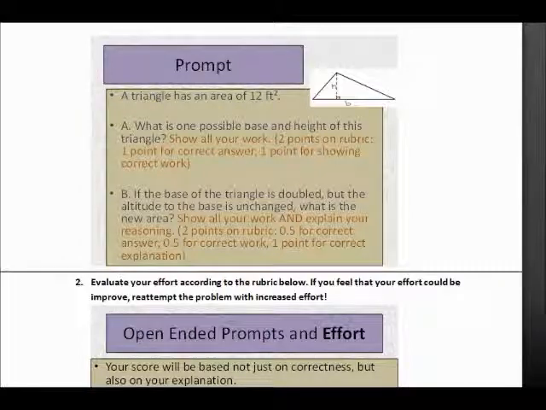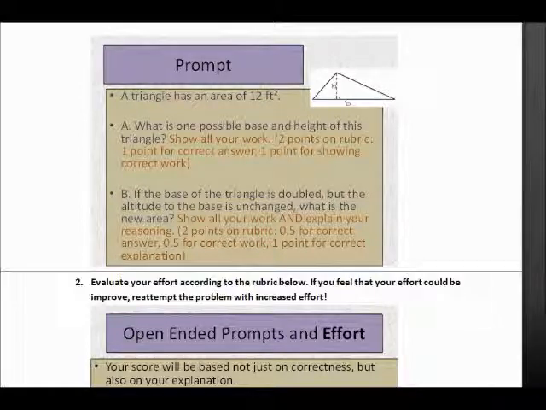Remember, the idea here is the area. The triangle has the area overall of 12 feet squared. What's one possible base and height that would yield that area? You do have to show all of your work, and that's worth 2 points. 1 point for a correct answer, 1 point for showing the correct work. So according to the PSSA Math Rubric.